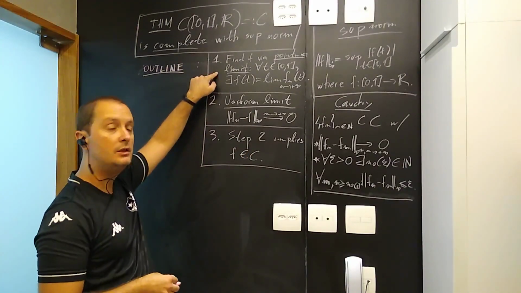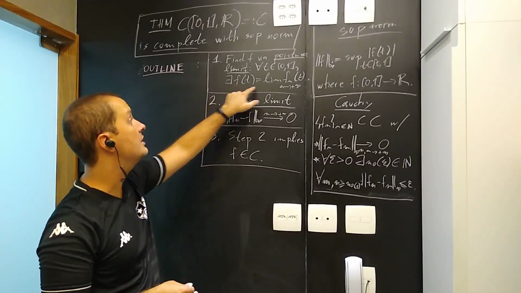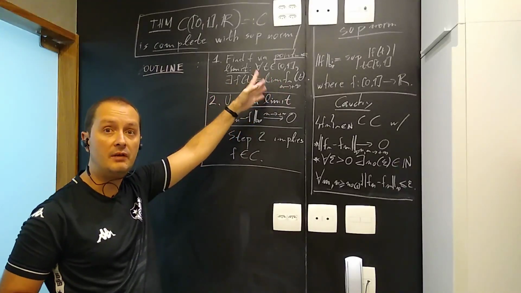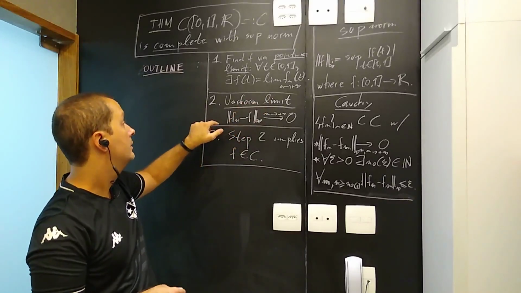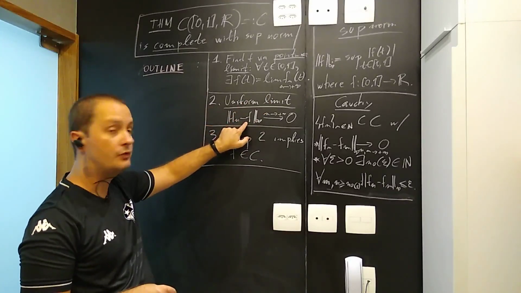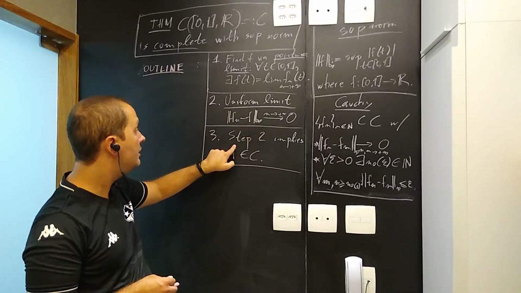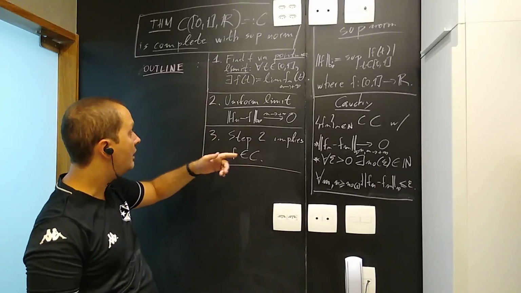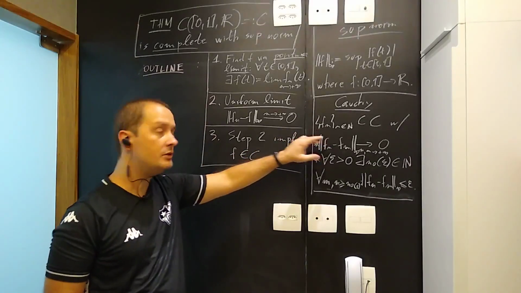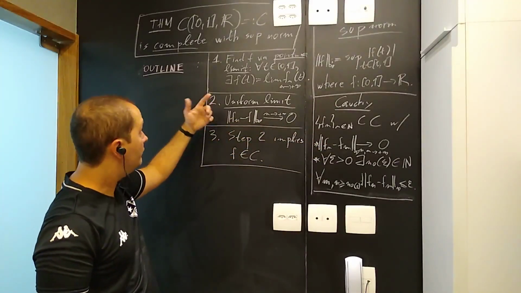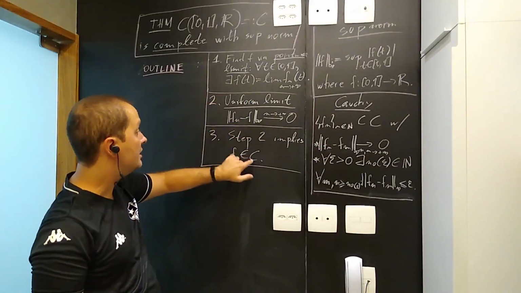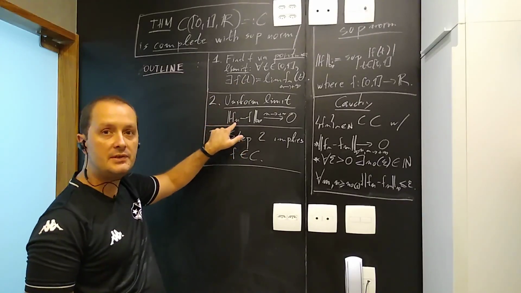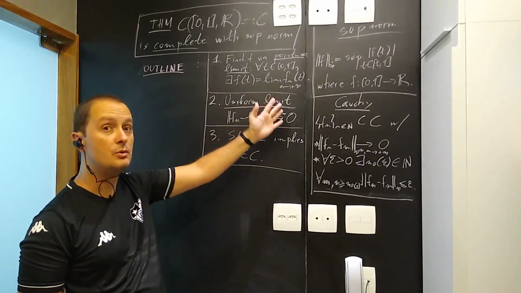In step 1, I show that there exists a function f, that's the pointwise limit of the sequence f sub n. Step 2, I show that the convergence is uniform. Step 3 shows that f is actually a continuous function. So what we have shown is that just starting from this assumption, we can find a function f that is continuous and is the limit of the sequence f sub n according to the sup norm.